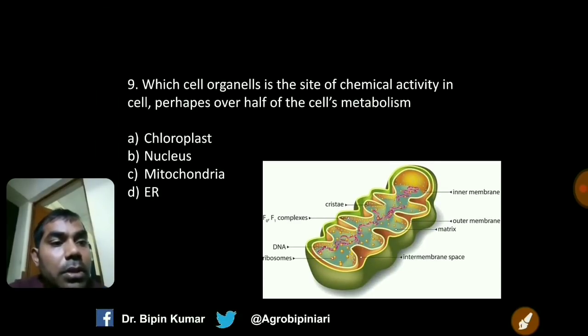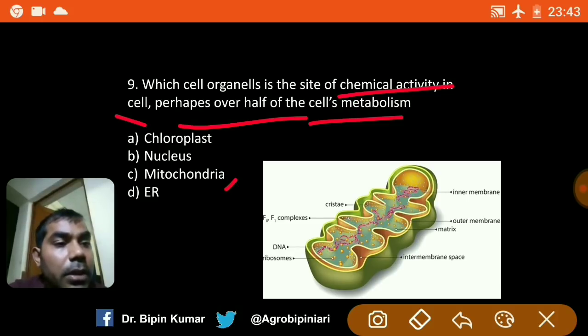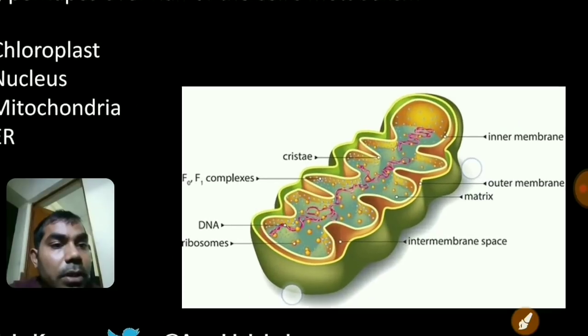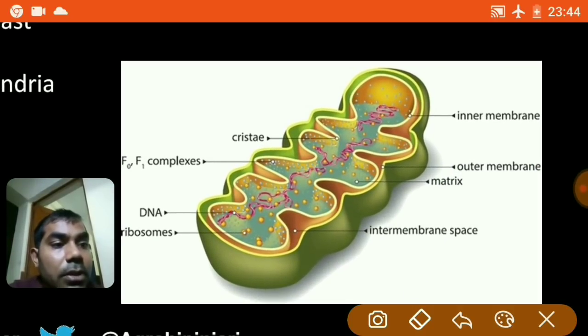Let's move to another question. The ninth question says: which cell organelle is the site of chemical activity in the cell, perhaps more than half of the cell metabolism? So our answer will be mitochondria. Here we can see the structure of the mitochondria. Mitochondria look like this. These are the different structures.